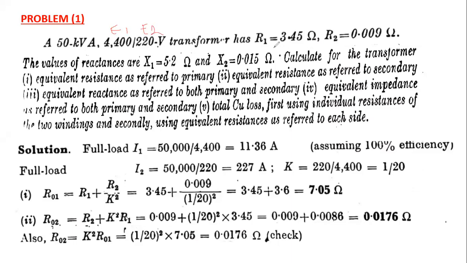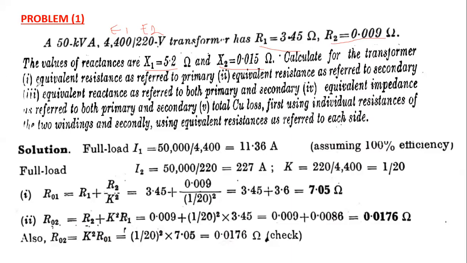The transformer has R1 equal to 3.45 ohm and R2 equal to 0.09 ohm. The values of reactance are X1 equal to 5.2 ohm and X2 equal to 0.15 ohm. That is the resistance and reactance of the transformer.